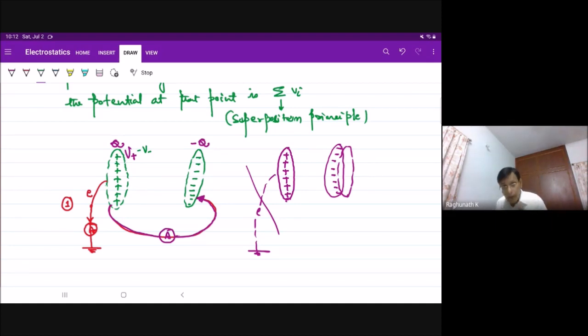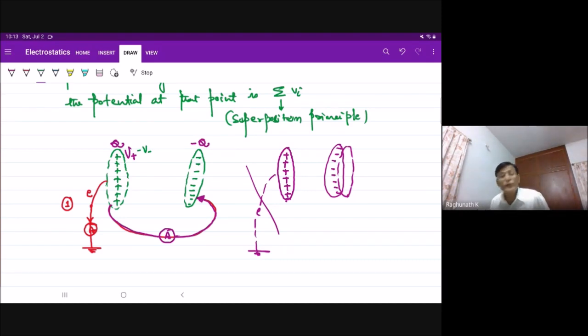The concept is the arrangement for increasing the capacity of the conductor. The arrangement using which the capacity of a charged conductor is increased by keeping an earthed conductor in its vicinity is called a capacitor. That arrangement is called a capacitor.